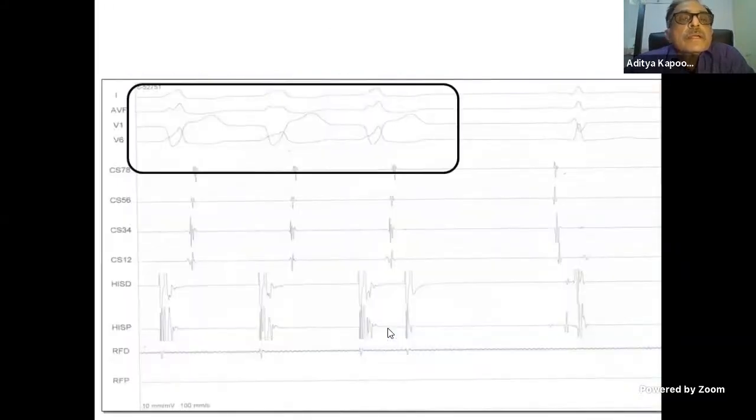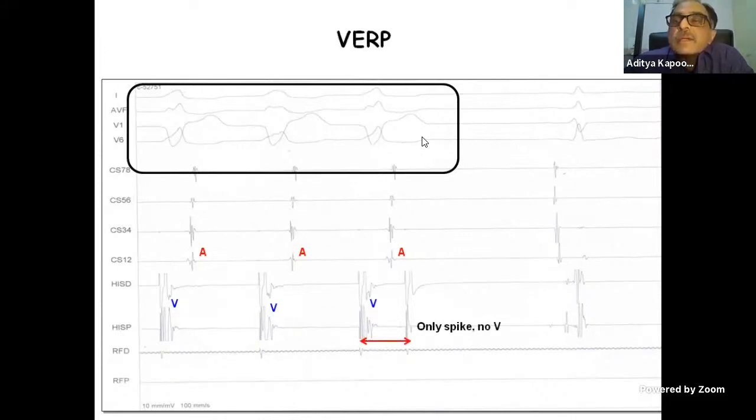And as you come down even further, now you look at this. Again, it's pacing from the right ventricle. The AVF is upright here, so we are not exactly at the apex. Each V is followed by an A. Now over here, there is no A, but there is no V either. So this pacing stimulus has not even generated a V or a QRS in the ECG. So this is the ventricular effective refractory period. That is how you should distinguish.